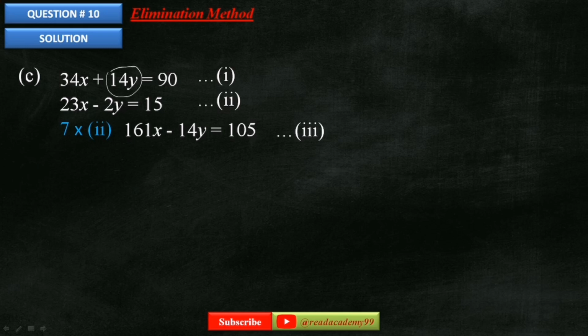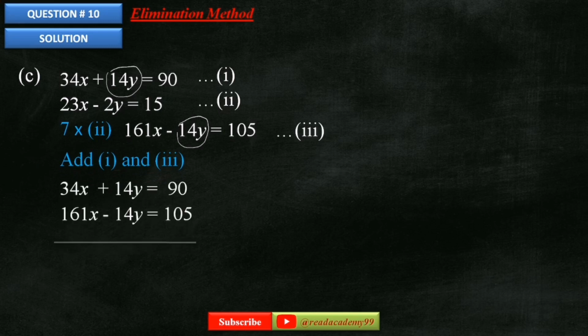Now that we have a positive 14y here and a negative 14y here, we can add these two equations to eliminate the y term from these equations. So adding equation 1 and 3, 14y cancels. 34x plus 161x is equal to 195x, and 90 plus 105 is 195. Now divide 195 on both sides and we have x equals 1.